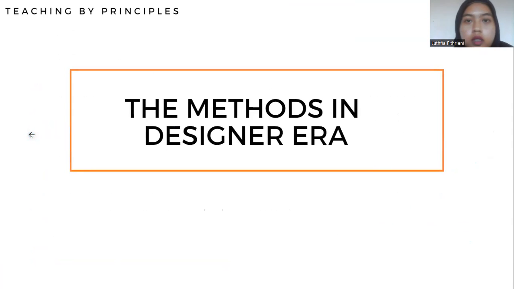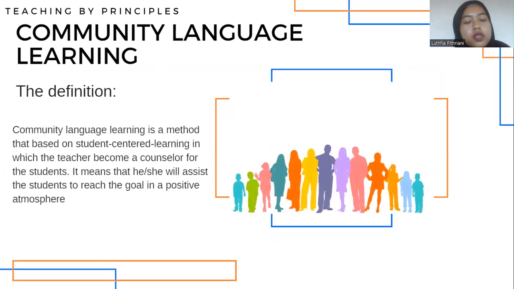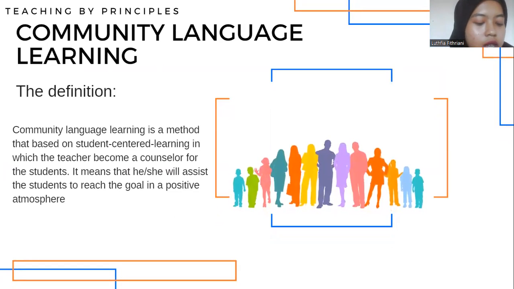That's all about some methods that became popular in the early years. Now we will move to the next topic, the methods in the designer era. The first is community language learning. Since the early years era focused on teacher-centered learning, in 1950 Carl Rogers proposed student-centered learning. Inspired by him, Charles Curran, 1972 up to 1976, proposed a new teaching method called community language learning.